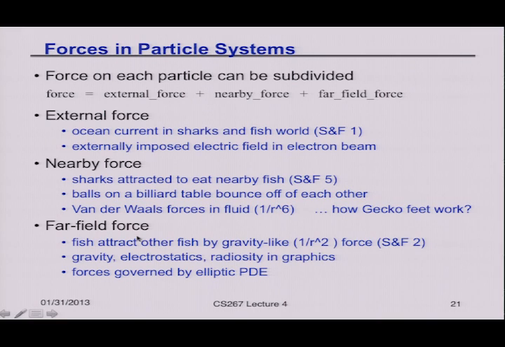And then finally, there's far field force, where everybody's attracted to everybody else, like an inverse square law. And so gravity, electrostatics, in computer graphics, it's called radiosity. And in this case, all these forces are governed by differential equations. They're called elliptic partial differential equations. And we're going to use that fact later to come up with fast algorithms for evaluating it. Because the obvious way to do it when everybody has to talk to everybody is going to be n squared. And we want to do it much cheaper than that.